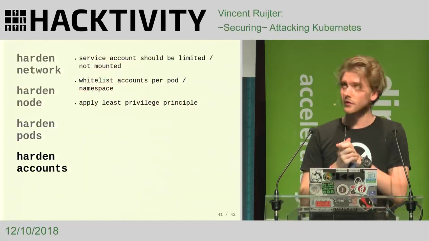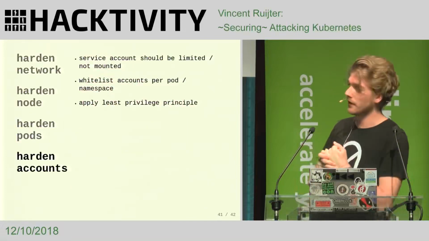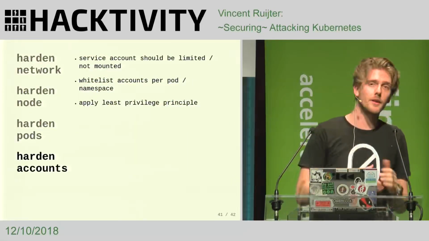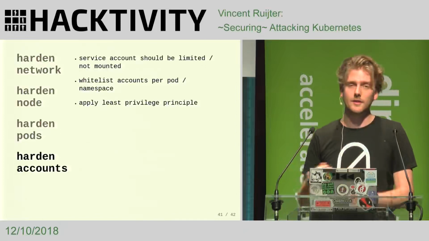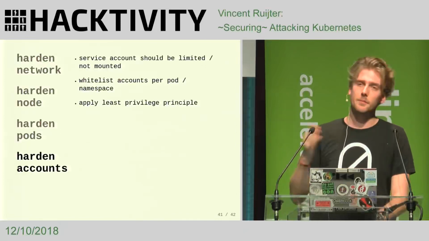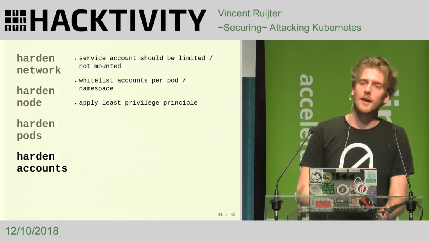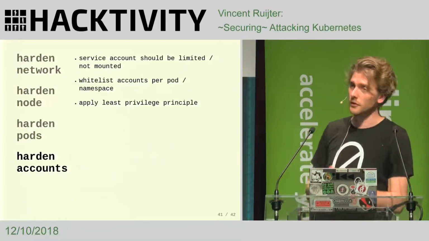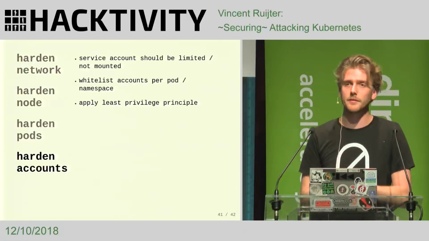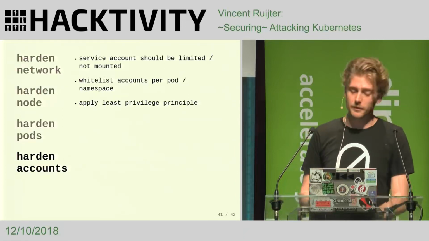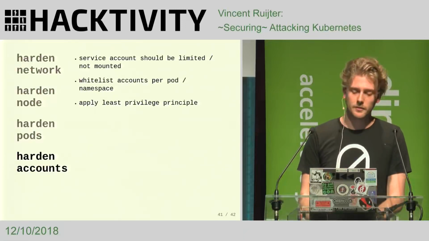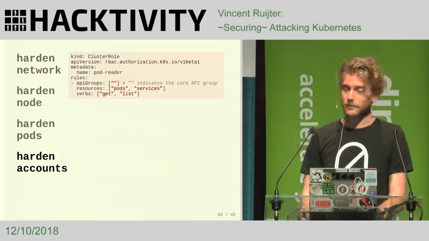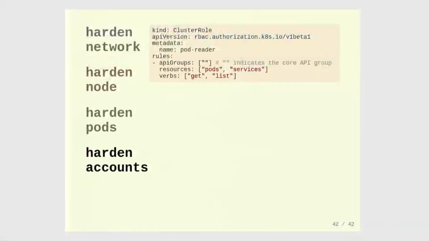Of course, harden the user accounts. Service accounts should be limited, and I think you should not automatically mount your user accounts. You can whitelist your accounts per pod and per namespace, have separate accounts for each namespace, and try to limit your admin as much as possible. For instance, don't run your Kubernetes dashboard as admin by default, and just apply the principle of least privilege where that's possible. This is an example of a very simple cluster role.